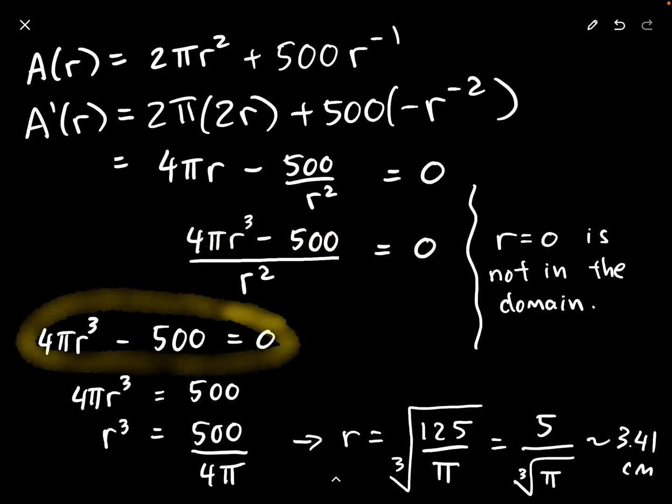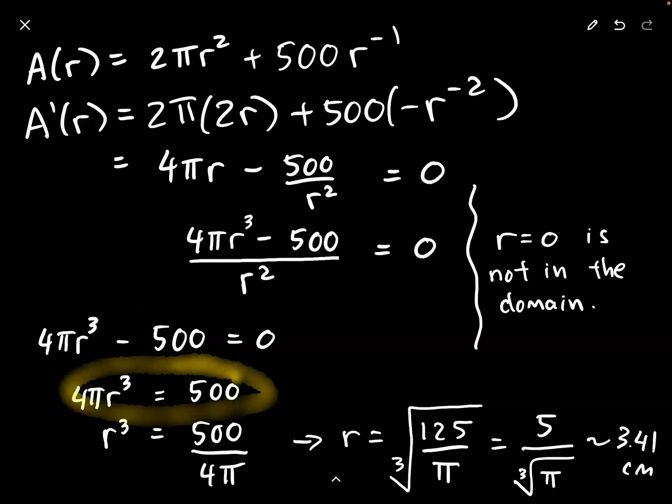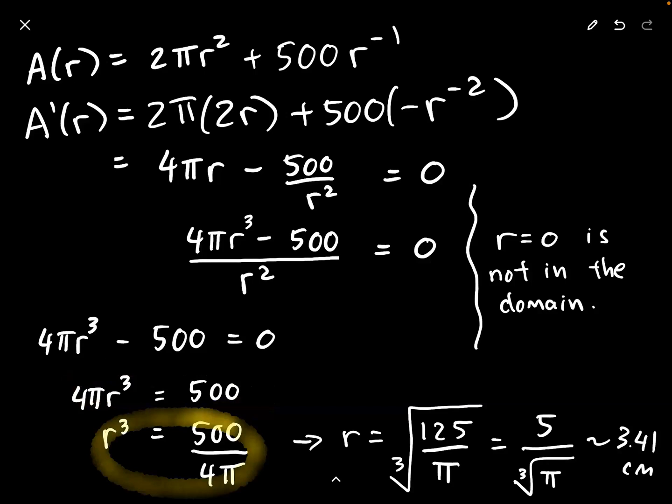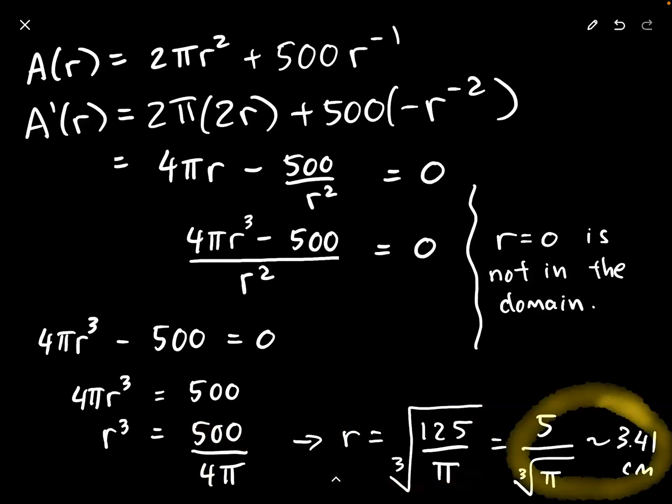So when 4 pi r cubed minus 500 is equal to 0, we can bring the minus 500 to the right side of the equation. Then we'll have 4 pi r cubed is equal to 500. After we can divide both sides by 4 pi, then we have r cubed is equal to 500 over 4 pi. And we can take the cube root to solve for r. And we can cancel the common factor of 4 in the top and bottom. So we have the cube root of 125 over pi. So you can check that the critical value will be 5 over cube root of pi, which is around 3.41 centimeters.